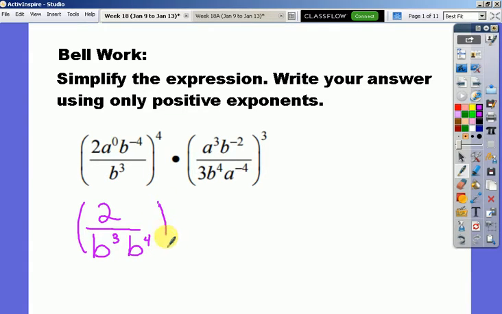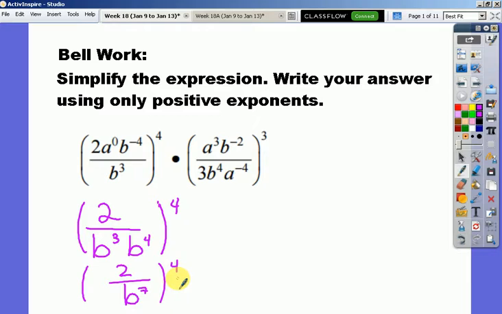And then, what do I do next? Yes? You can combine the b's. Yeah, combine the b cubed and the b to the 4th, and what do I get? 2 divided by b to the what? b to the 7. Okay. All raised to the 4th.